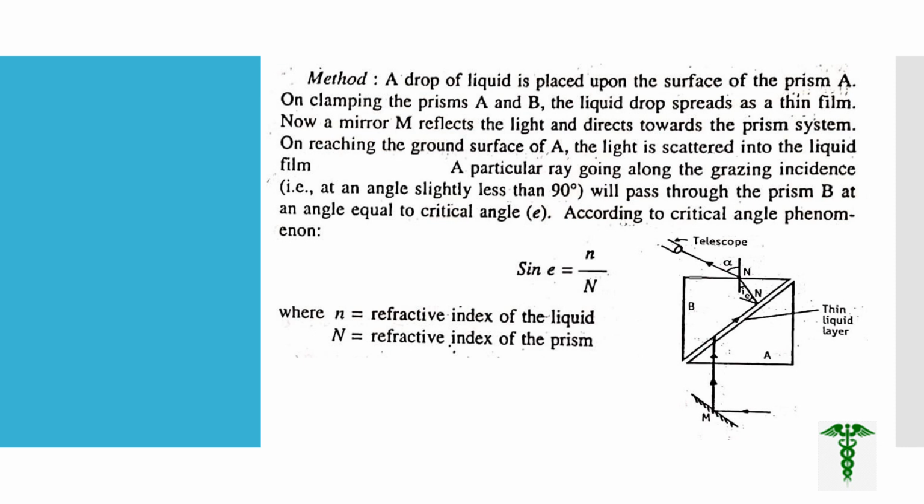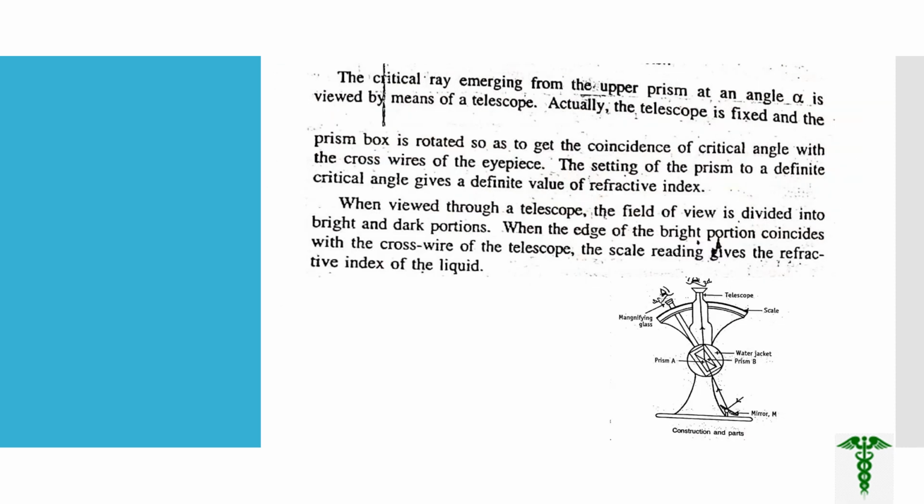We want to know what this critical angle is. According to the critical angle phenomenon, we have to draw an extra part of this diagram apart from the Abbe's refractometer. sin C is equal to small n by capital N, where small n is the refractive index of the liquid and capital N is the refractive index of the prism. So we have to find out the critical angle emerging from the upper prism, and with its help we are able to find the refractive index by means of our telescope.